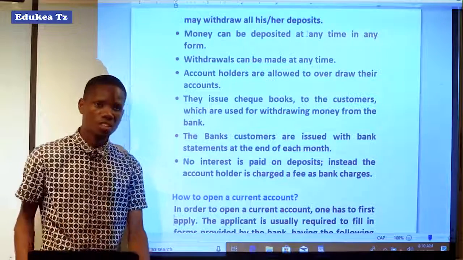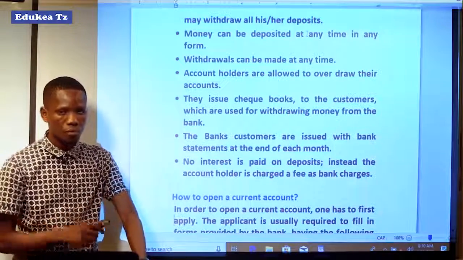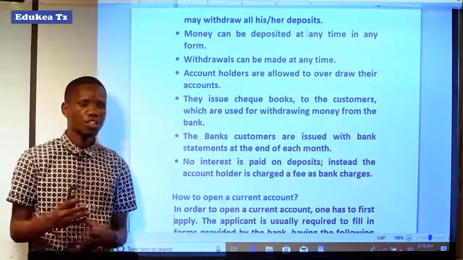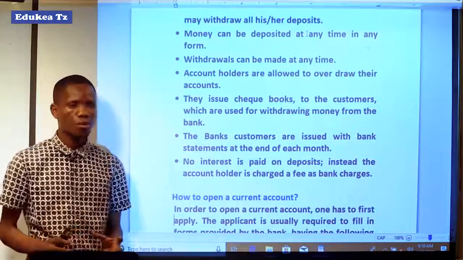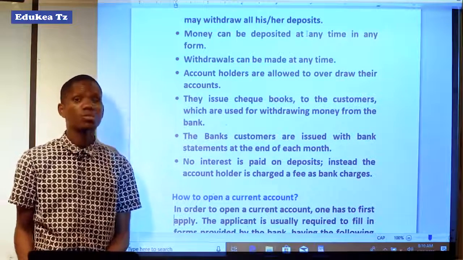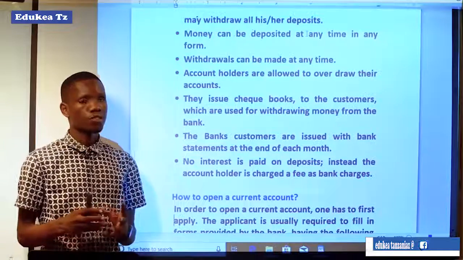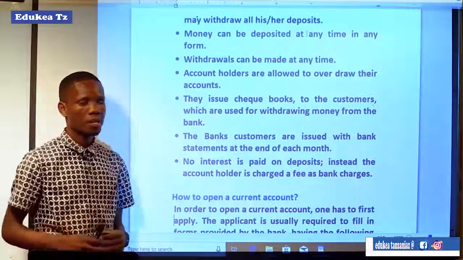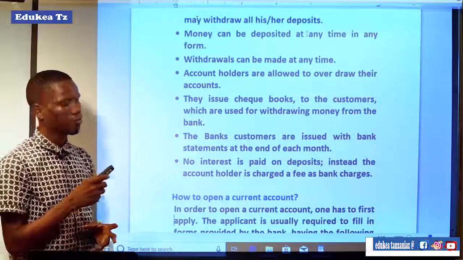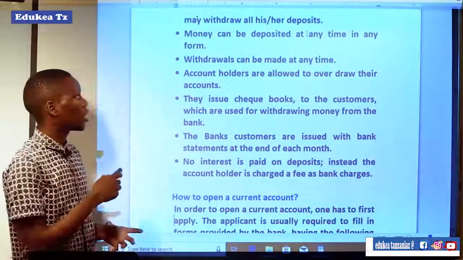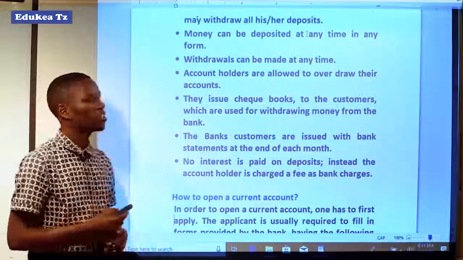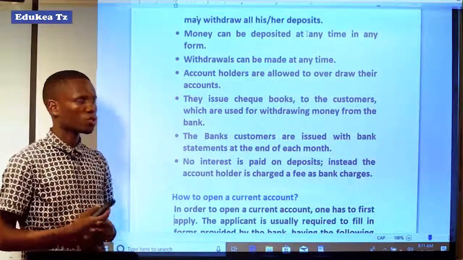It means there are no restrictions, as we have seen in a fixed deposit account, where soon after opening and making the initial deposit, the account holder is not allowed to make further deposits, or even to make withdrawals of his or her balance. But in this type of account opened by these commercial banks, money can be deposited at any time by the account holder.